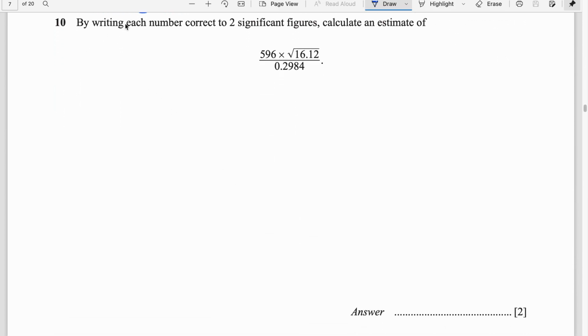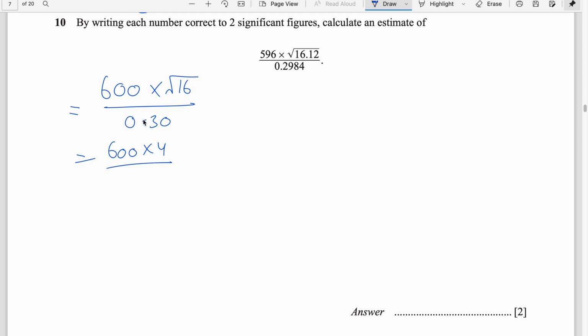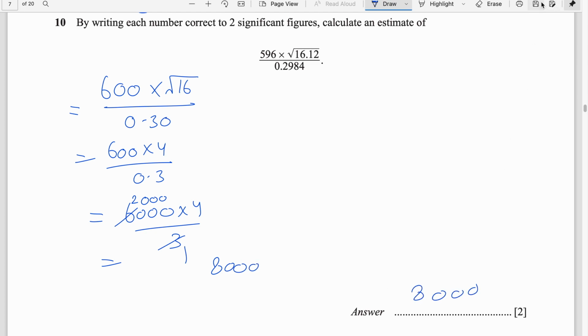Question number 10. By writing each number correct to two significant figures, calculate an estimate. So two significant figures. 600, when you round off it becomes 600 times square root 16 by 0.30. So 600 times 4. To get rid of this decimal, we multiply the numerator and denominator by 10. 6000 by 3. So 3 goes 1 time, 3 goes 2 times, this is 2000 into 4, resulting in 8000.